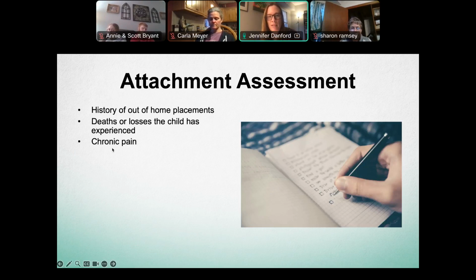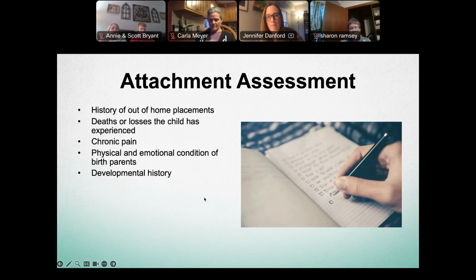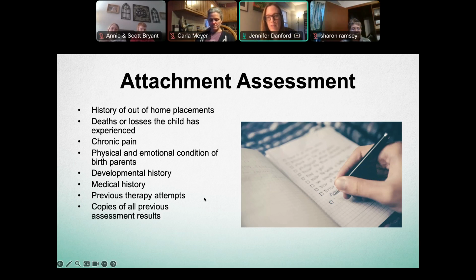Even losses or deaths the child has experienced, if they have any chronic pain, physical and emotional condition of birth parents, again, that might be tricky for you to try to figure out. Any sort of developmental history, medical history, if they've had other therapy attempts or copies of previous assessment results. I know these are things that the caseworker might be more able to get a hold of. But sometimes it's hard, again, trying to track that information down as well. So knowing that this is the stuff they need could help you get ahead of things.